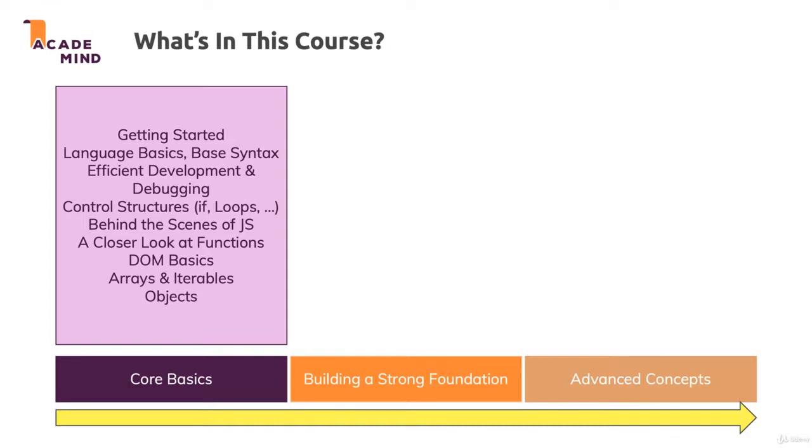We'll dive into control structures, if statements, loops, so that you can execute code multiple times based on some conditions. We'll look behind the scenes of JavaScript. We'll see what the JavaScript engine does in detail. We'll have a closer look at functions, a very important concept as it will turn out. We'll have a look at DOM basics. DOM stands for Document Object Model, and this will all be about manipulating the web page we're running on, adding content, removing content, and so on. We'll have a look at arrays and iterables, so at lists of data and how we can work with those. We'll have a look at objects, which are super important data structures in JavaScript.